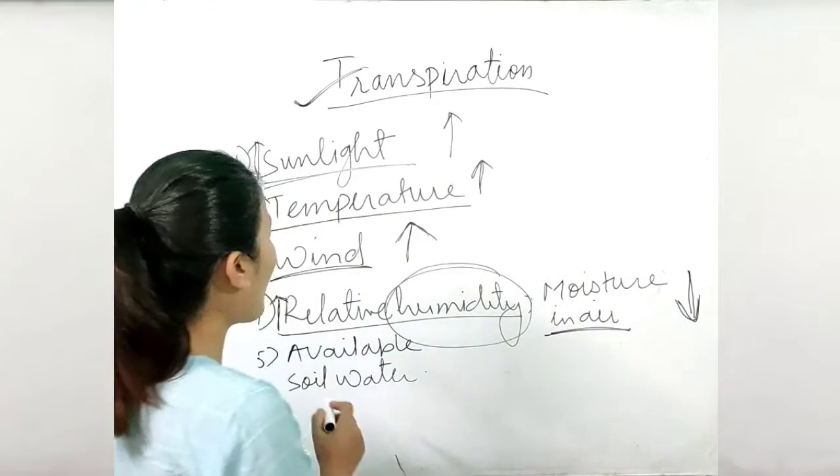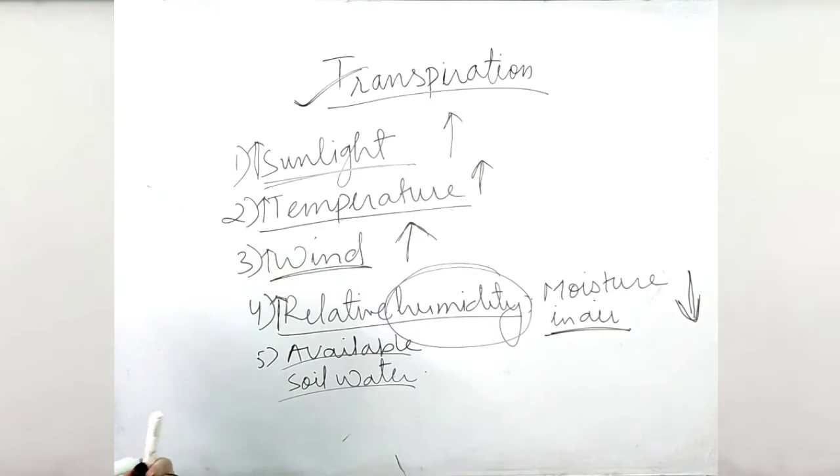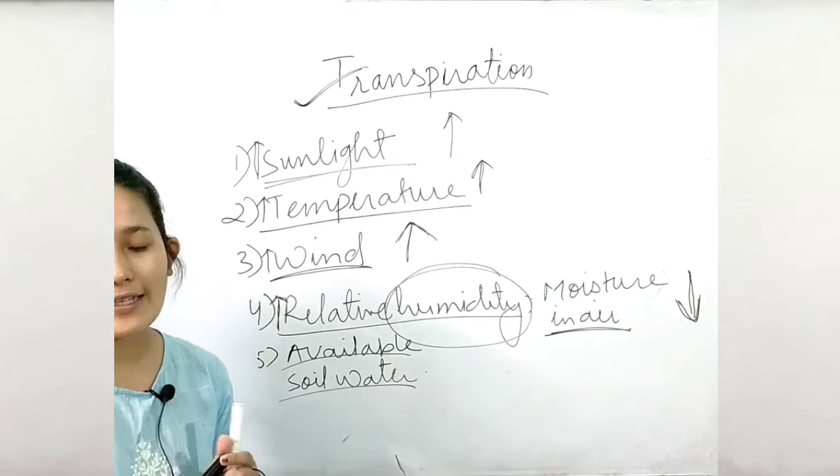Next factor is water available in the soil, which has a direct or indirect effect. If there is more water in the soil, more osmosis is going to take place, the root is going to absorb more, and if roots absorb more, the rate of transpiration will be higher. But if the amount of water in the soil is less, there will be less osmosis, and hence it will affect the rate of transpiration also. Those were the different factors affecting transpiration.